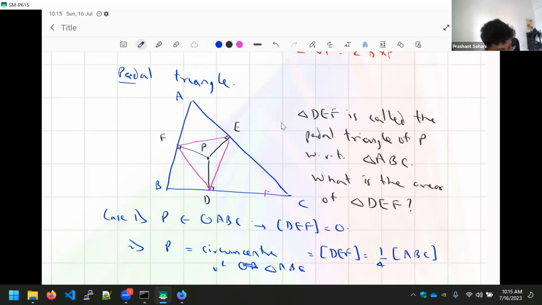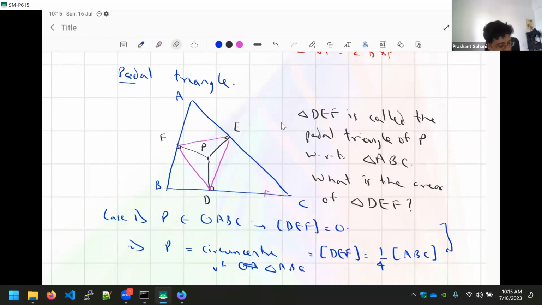By the way, this square bracket notation, I don't know if you have seen it before, it's fairly standard. A square bracket with a polygon inside means the area of that polygon. So the area of triangle DEF will be 1/4 of ABC because the triangle is similar and of half ratio. So these two special positions we know. But what I'm interested in is to find this area for any position of the point P.